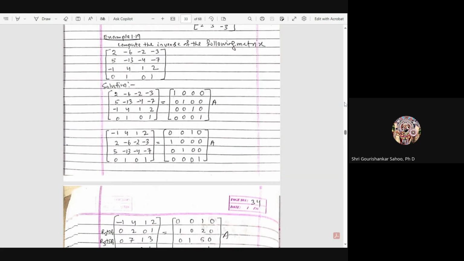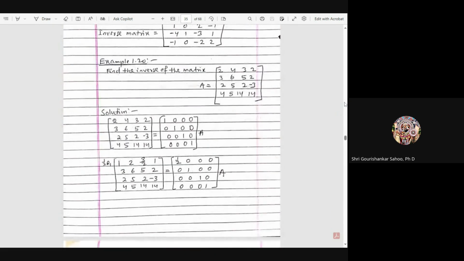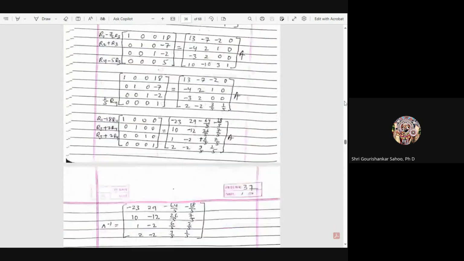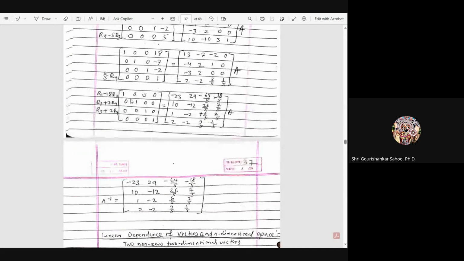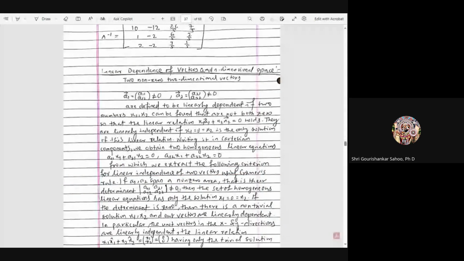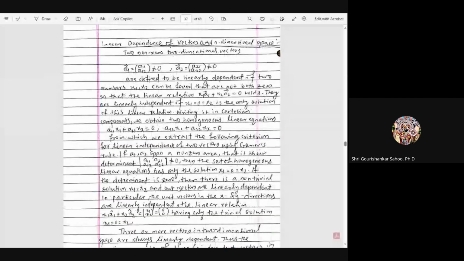Then there is another example, you can go through it. Then another example, A is equal to [2 4 3 2; 3 6 5 2; 2 5 2 -3; 4 5 14 14]. You see, in all these, your last expression will be A I, that is nothing but P or A inverse, because A inverse is equal to I. So the Gauss-Jordan method uses this technique to find the inverse of a matrix.